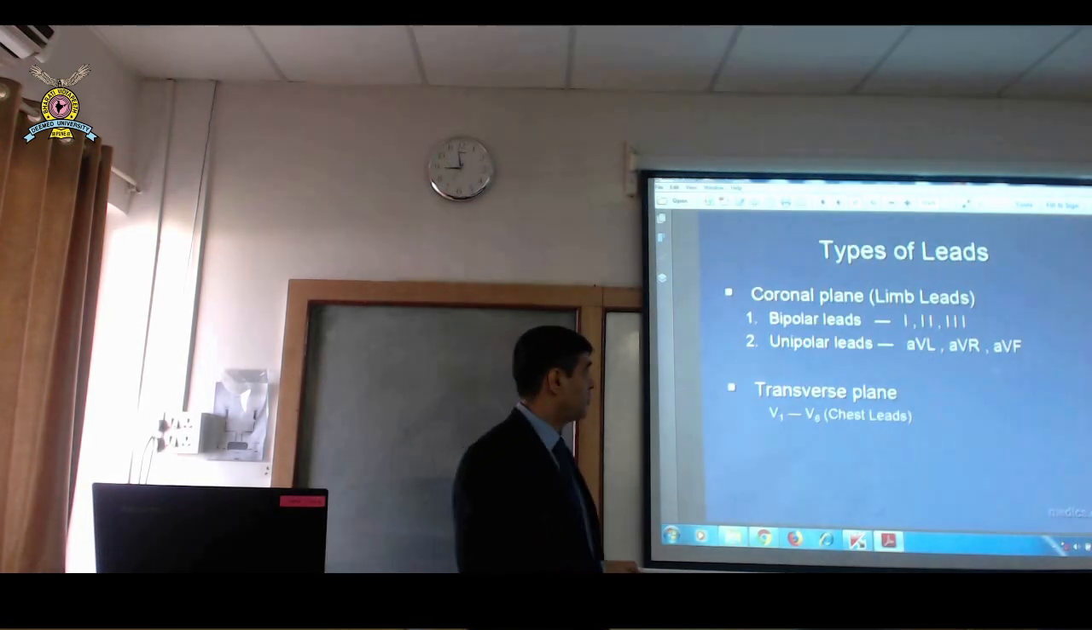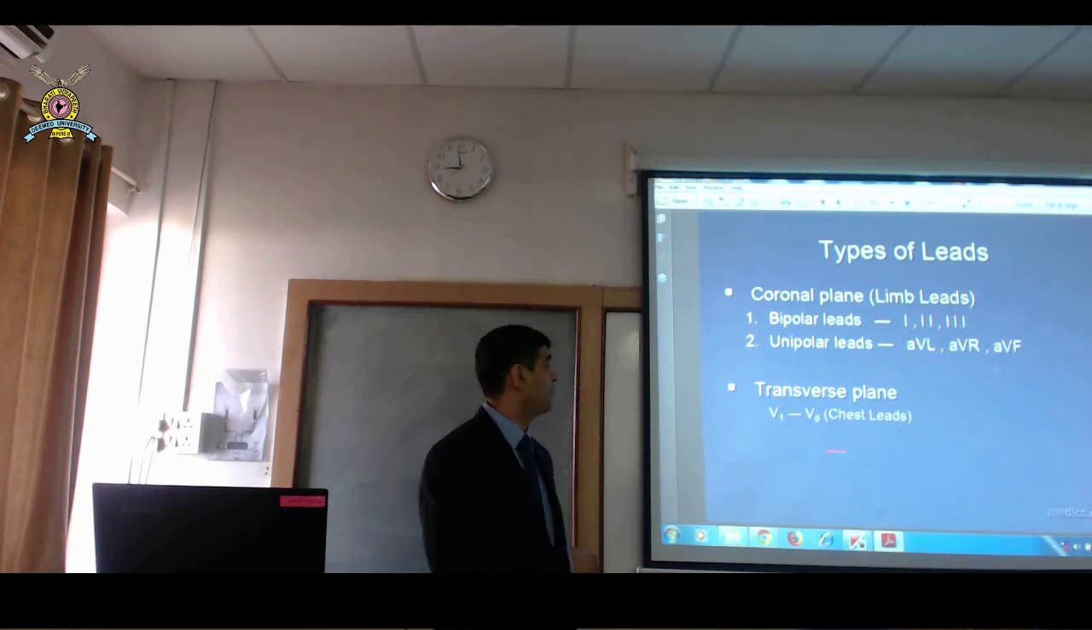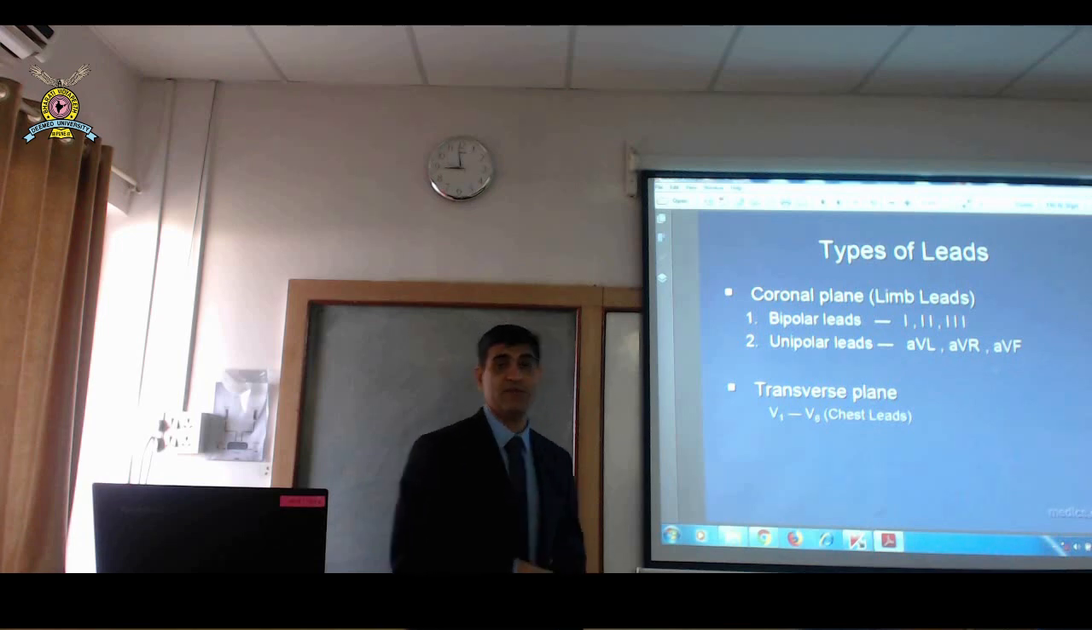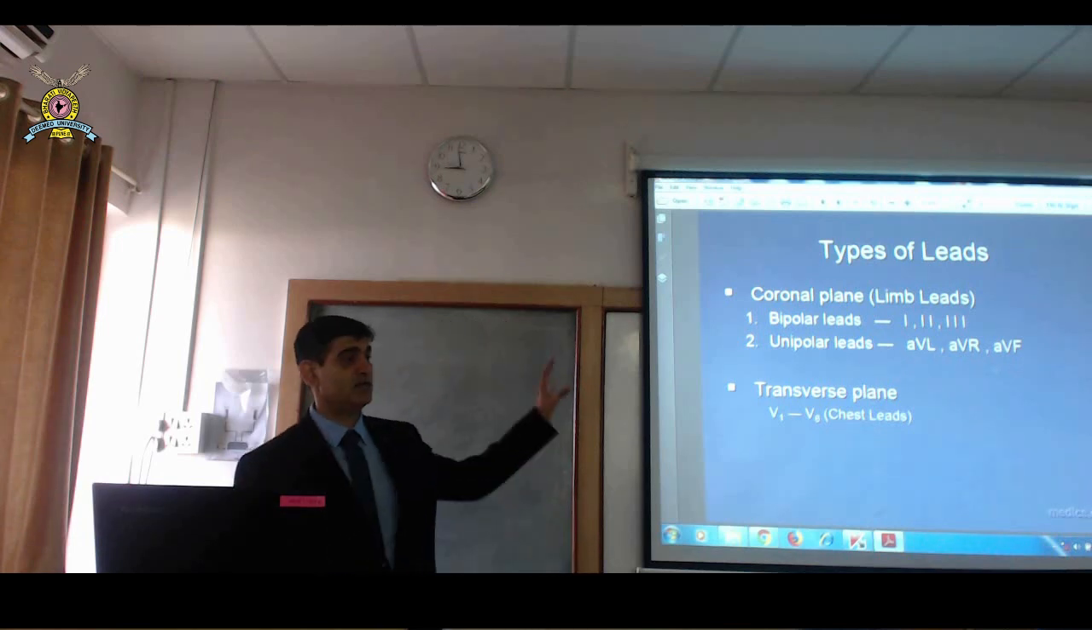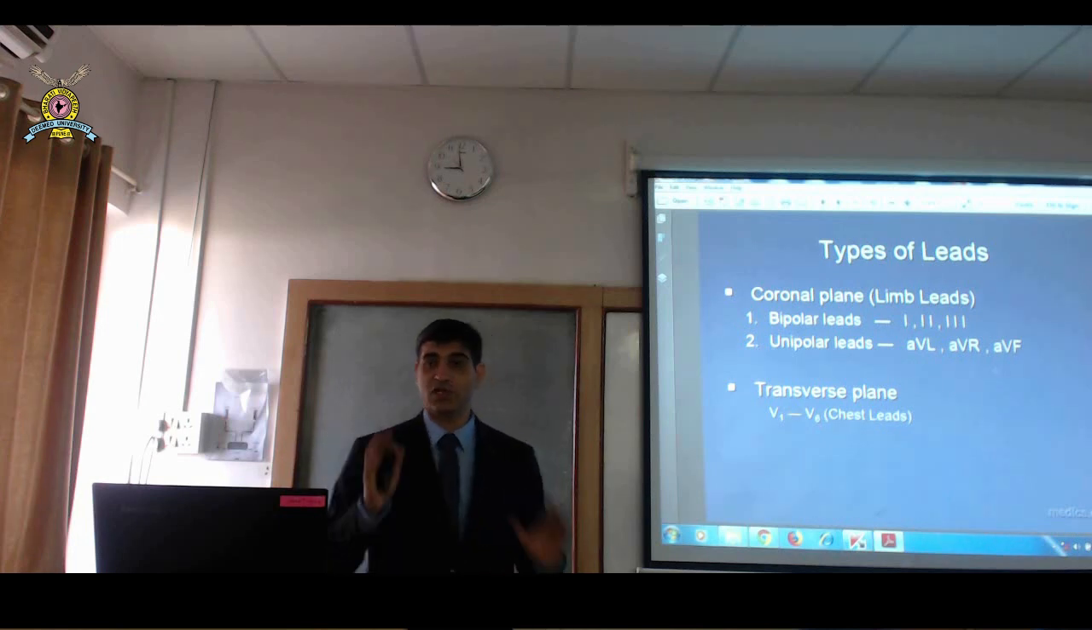So what types of leads do we have? On reading the ECG, you have the chest leads, V1 to V6. And then you have the bipolar leads, 1, 2, 3, and the AVL, AVR, AVF. You're only collecting 10 leads, but you're going to get unipolar, bipolar, and chest leads on interpretation.